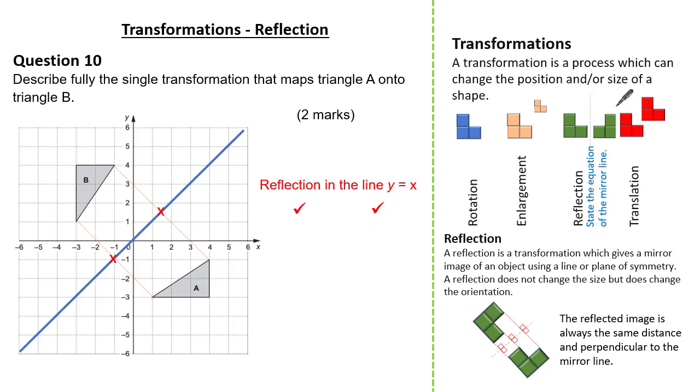So, in summary, we've recapped on the 4 different types of transformations focusing on reflection. We've looked at drawing reflection by counting, ensuring the reflected image is always the same distance and perpendicular to the mirror line. We've also looked at using tracing paper, as well as looking at how an equation of a line can inform us what the reflected image coordinates would be.